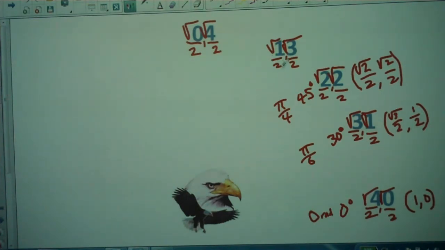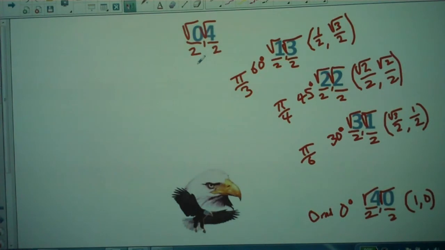Coming up to the fourth point, that will be 60 degrees. And then our radian measure is going to be pi over 3, and square root of 1 over 2 simplifies to 1/2. So our cosine value is 1/2 here, and our sine value is going to be square root of 3 over 2. So there's our fourth point in the unit circle.